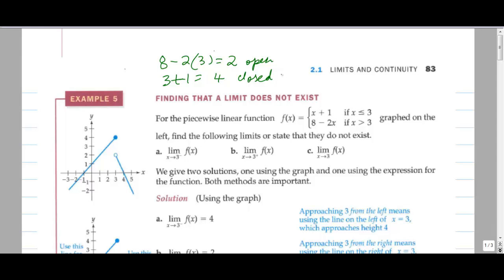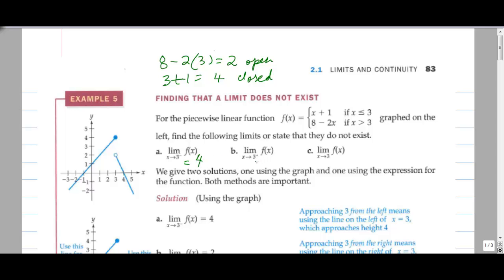So let's look at the limits. The limit as x approaches 3 from the left. What you want to do is put your pencil on the graph, and as you get closer and closer to 3 from the left, the y value approaches 4. So the answer here is 4.